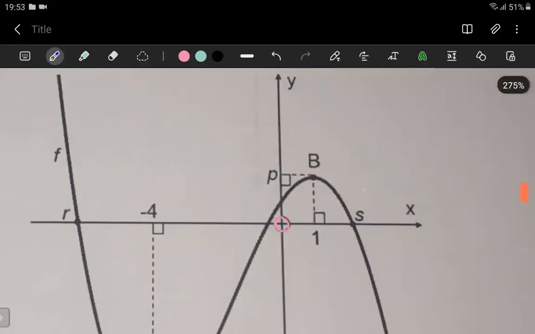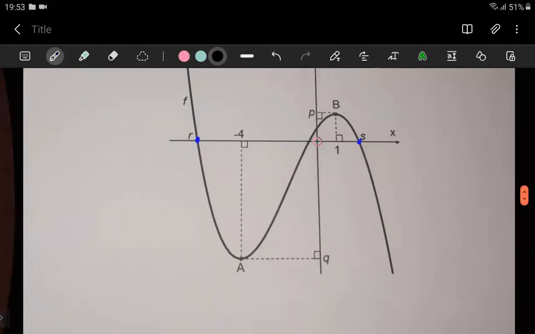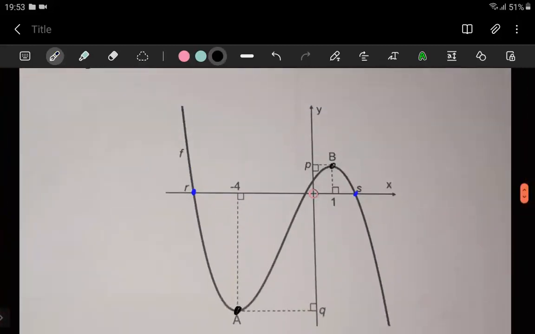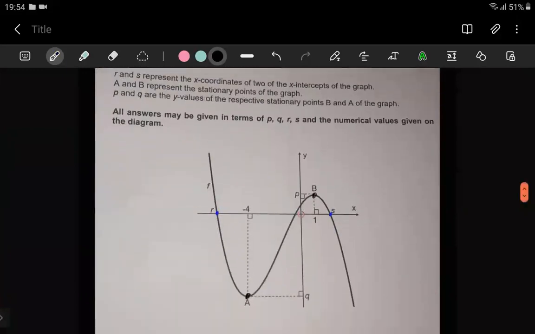This sketch looks very familiar. There's S here, there's R there. And then it says here A and B. A and B represent the stationary points of the graph. So there's A over here, there's B over there. Okay. And then they said here P and Q are the Y values of the respective stationary points.